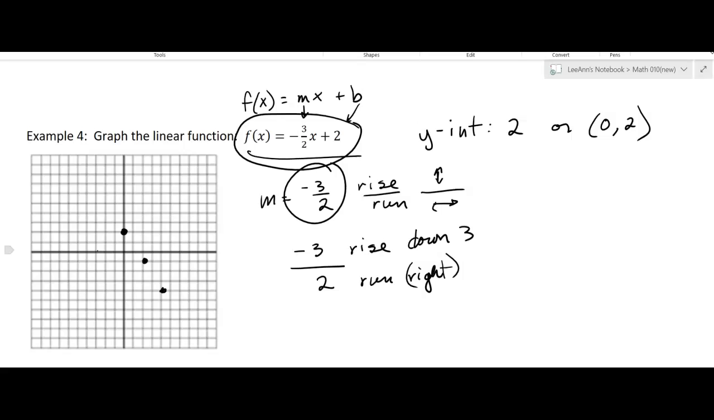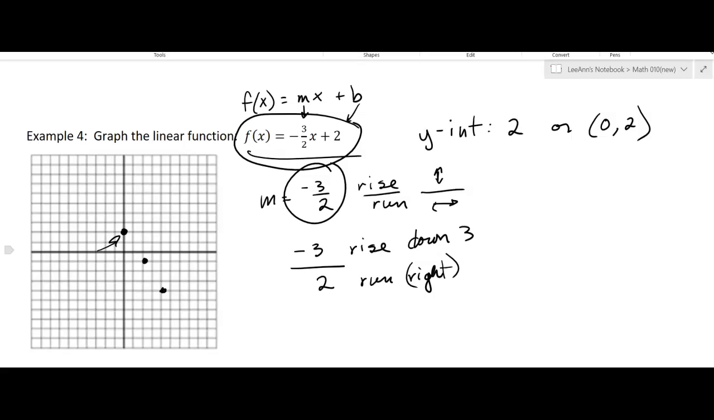Now, you have to start your counting from the intercept that you have. Don't start someplace else because then you won't get them to line up. Okay, so my points line up. That's nice. It should. It has that same ratio. That's what the slope is. And it's negative. I can see that, so it's going downhill.